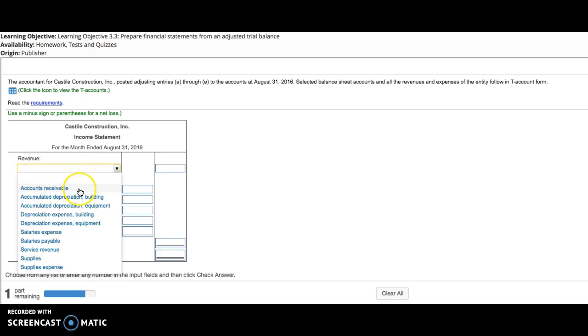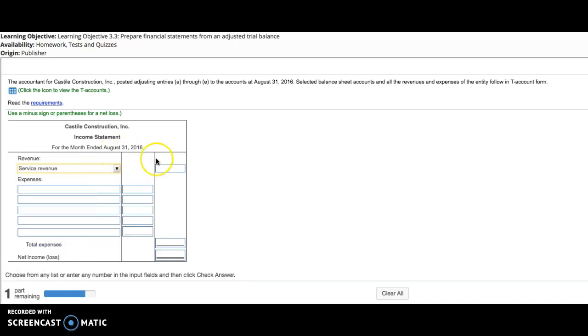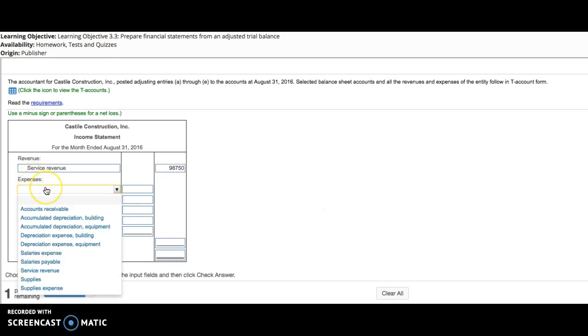So here we know we have service revenues, right, of 98,000. And this is from our adjusted balance that we just completed on the T accounts. So we go to service revenue, we have 98,750. And then we come down to our expenses. We're going to list these for the purposes of the grading in the highest expense first.